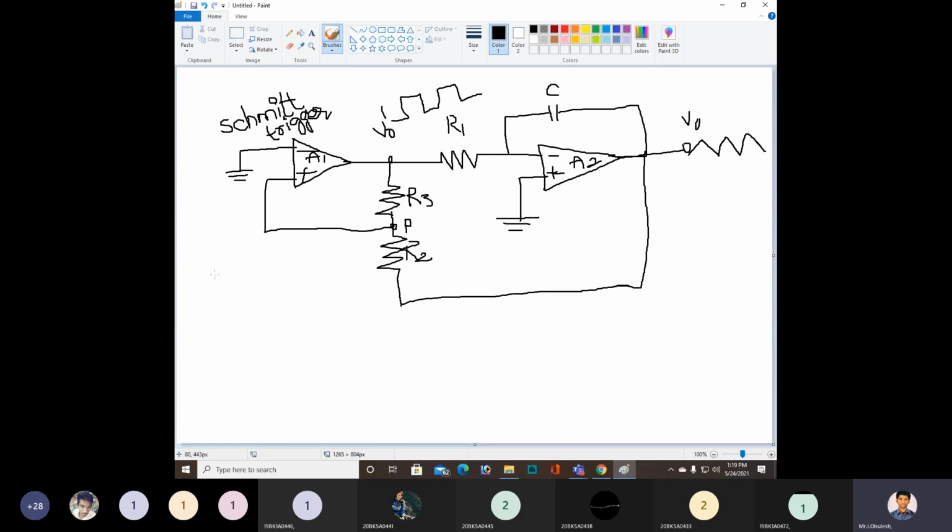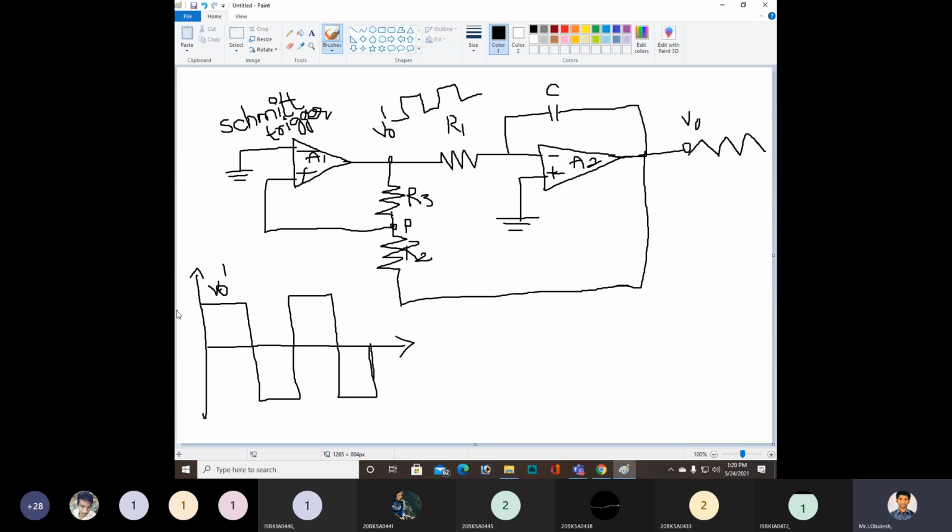Now we need to draw the output waveform or expected waveform. You need to take 2 full cycles. This is the 1 full cycle. Next, one more full cycle you need to take here. This is the output where we will get it from Schmitt trigger output node. Here we are getting V0 dash. You need to remember this is the V0 dash.